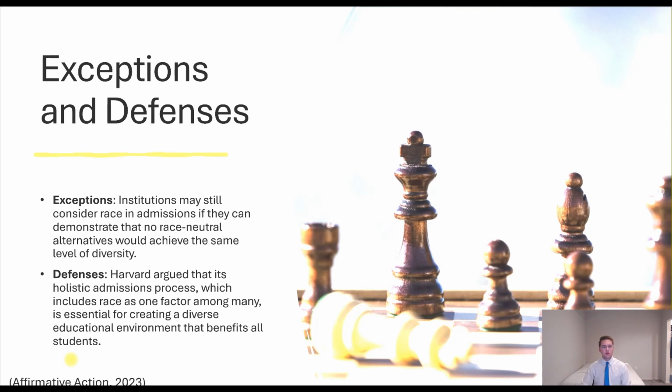So, some exceptions and defenses. Institutions may still consider race in admissions if they can demonstrate no race-neutral alternatives would achieve the same level of diversity in the university. And then defenses: Harvard argued that its holistic admissions process, which includes race as one factor among many, is essential for creating a diverse educational environment that benefits all students.